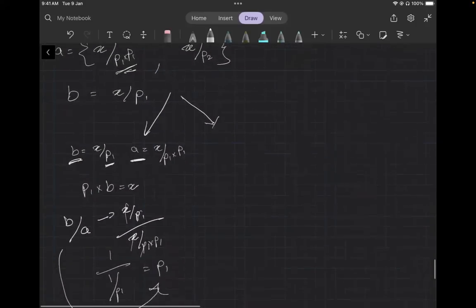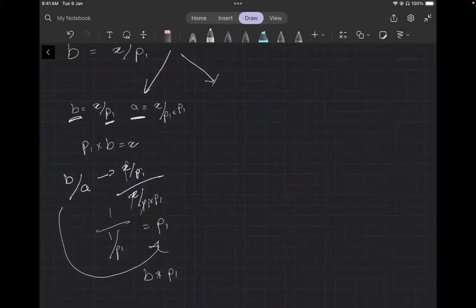Now we solved for one case, okay, where b is x divided by p1 and a is x divided by p1 into p1. Now what if b is equal to x divided by p1 and a is equal to x divided by p2? Okay. Now again, p1 into x is equal to b. Now we have to find this particular P1. How do we find this P1?